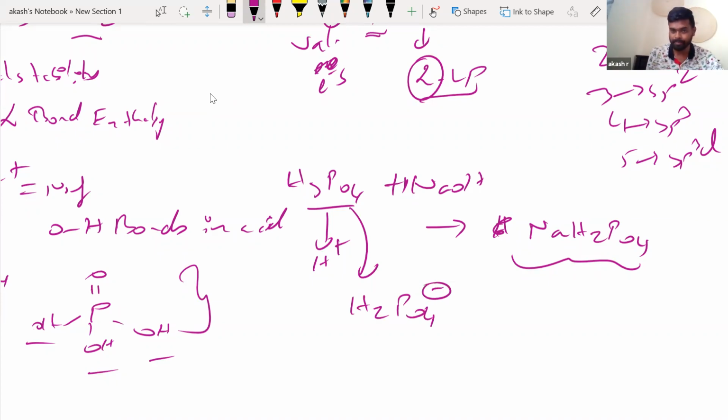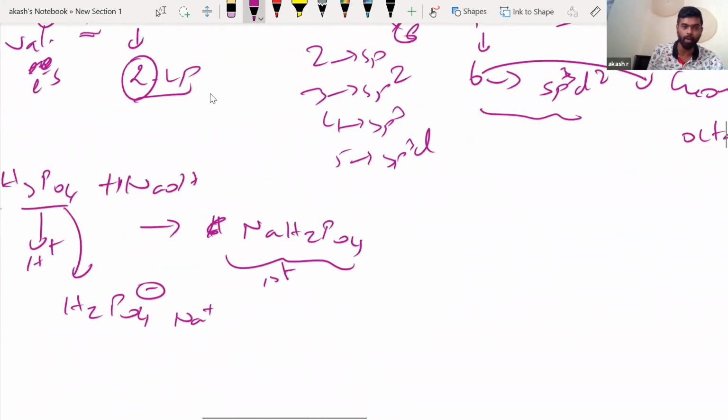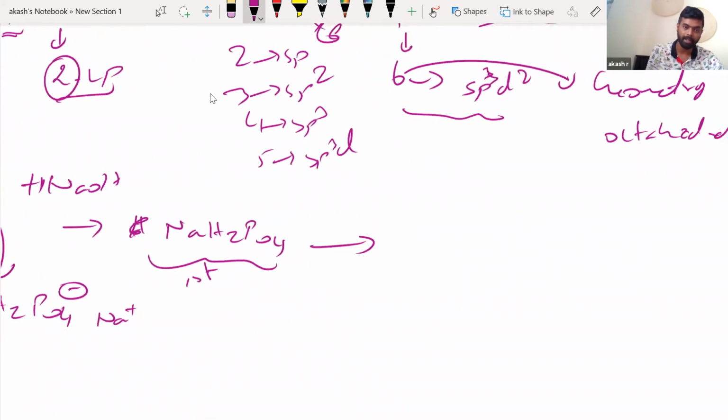H2PO4 minus and Na plus. This is my first salt, right? Now again I can add NaOH, and again one more hydrogen will be replaced. So you will form Na2HPO4. Right? This is the second salt.